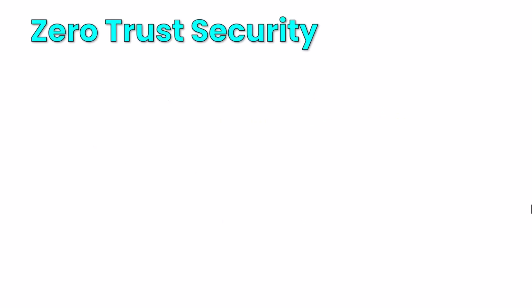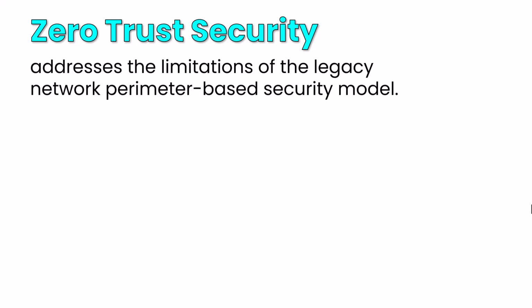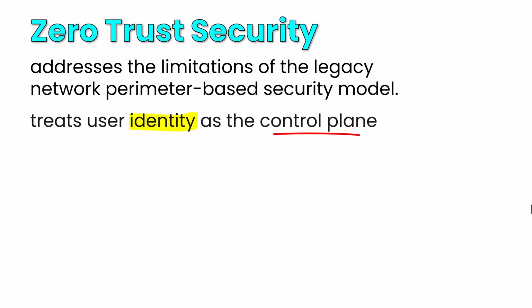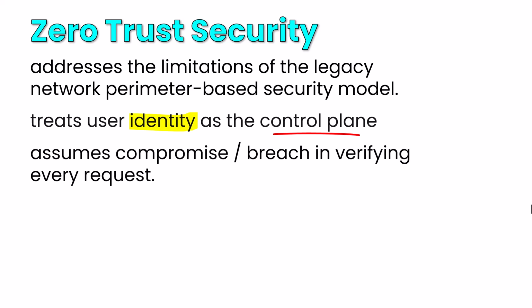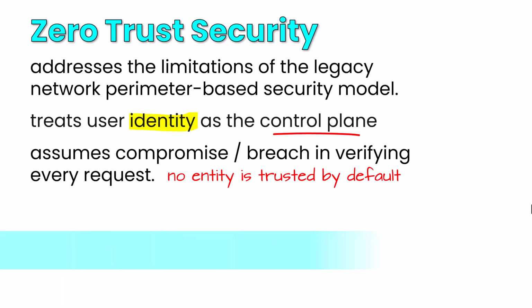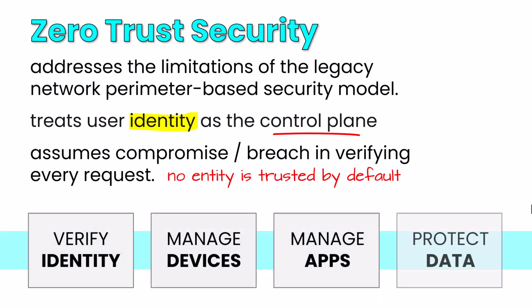To think about it another way, Zero Trust really addresses the limitations of that legacy network perimeter-based security model. It treats identity as the control plane, and it assumes compromise and breach in verifying every request. Again, no entity is trusted by default. In Zero Trust, we verify identity, we manage devices and apps, and we protect data.